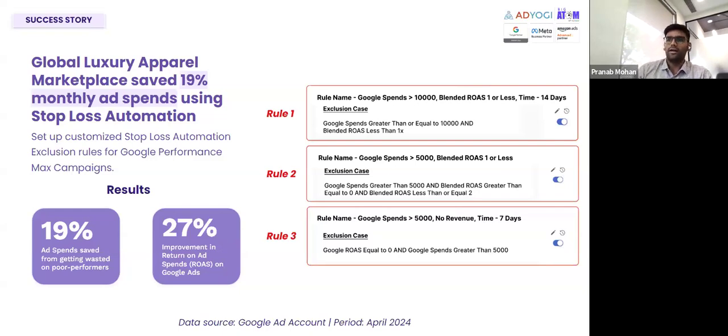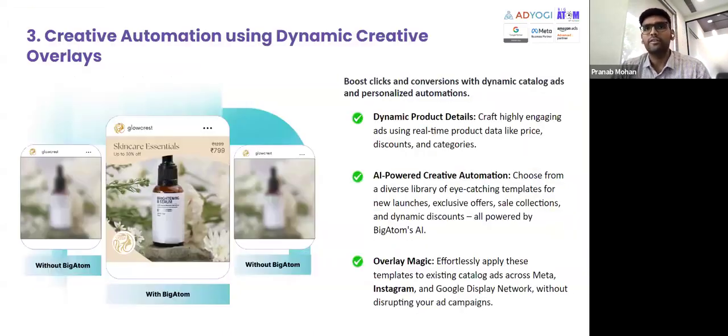Now, apart from understanding how you direct those ad spends to relevant segments, and at the same time stop your non-performers from taking your ad spend, we also have a couple more features that help you put out better creative messaging, which is creative automation using the dynamic creative overlay.